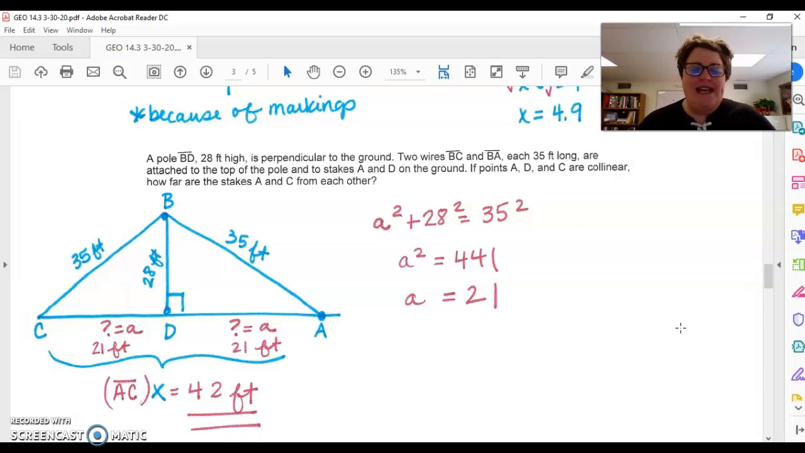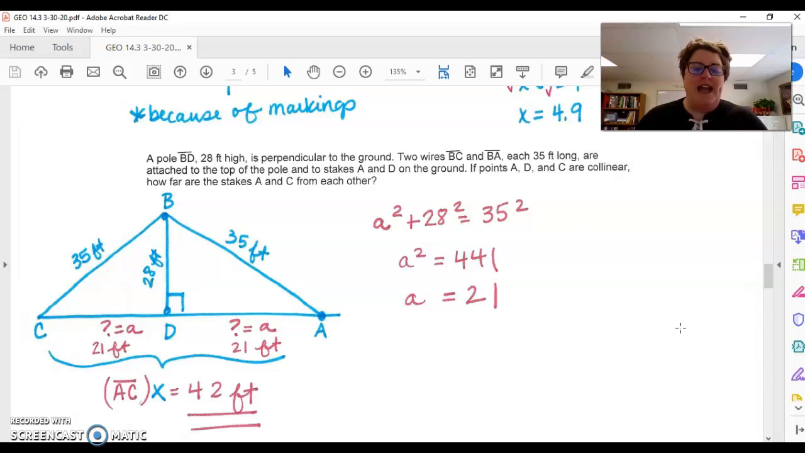If points A, D, and C are collinear, so that means they're on the same line, how far are the stakes A and C from each other? So D is right in the middle, smack dab in the middle, and we know that because they're both 35 feet from the top. So 28 feet high, so you know that your bases are going to be the same.